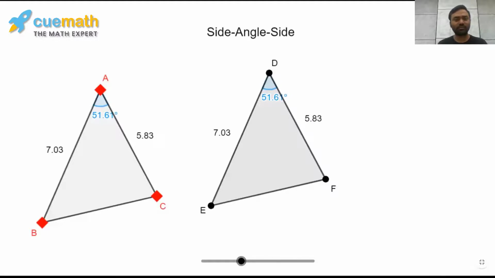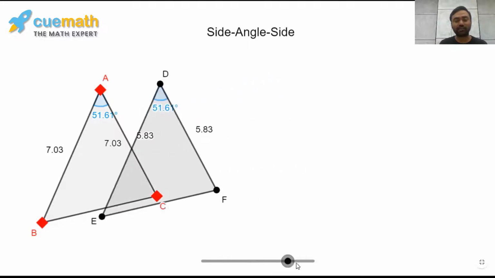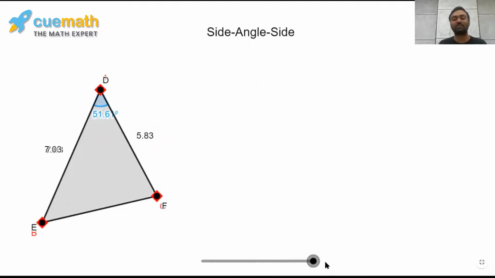Next comes the side angle side, or the SAS criteria, where the two sides and the included angle of one triangle are equal to the corresponding two sides and the included angle of the other triangle. In this case you must observe that AB is equal to DE, AC is equal to DF, and angle A, which is the included angle between the sides AB and AC, is equal to the included angle D, which is included between the sides DE and DF. And if we use the slider, we'll see that the two triangles overlap each other exactly.